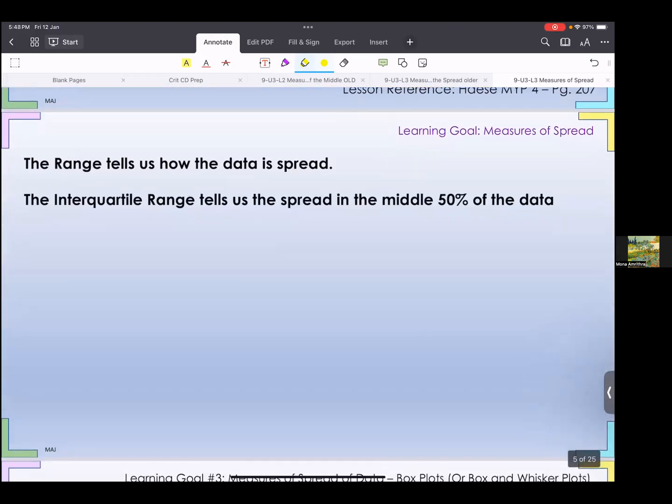What does the range tell us? The range tells us how the data is spread. Whereas the interquartile range tells us how the middle 50% of the data is spread. So if you're looking at the middle 50% of the data and want to know how exactly it is spread, then we look for the interquartile range. All right.